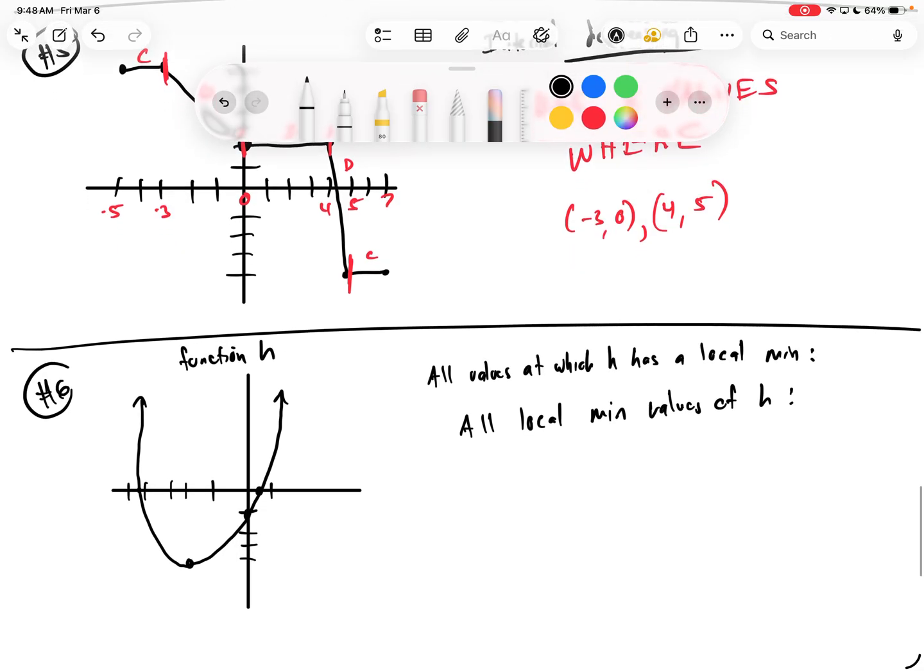All right, so this one, you're looking at local minimums and local maximums. It's only going to ask you to find the minimum or the maximum. We kind of talked about this a couple weeks ago, but if the parabola opens up, it has a bottom, right? So it's a minimum. If it opens down, it has a top, so it's a maximum.